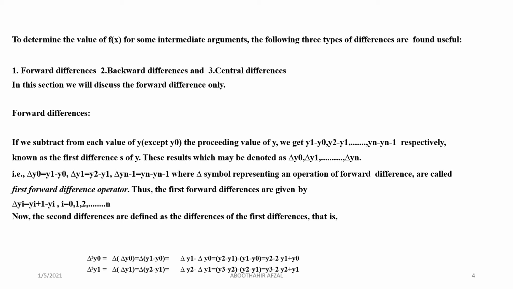So delta square y1 will be nothing but delta of delta y1, that is delta y2 minus delta y1. So what is delta y2? That is y3 minus y2. Delta y1 is y2 minus y1. So delta square y1 will be y3 minus y2 minus (y2 minus y1), that will become y3 minus 2y2 plus y1. Similarly, you can find delta square y2, delta square y3, like that. So this is what we call the second difference.